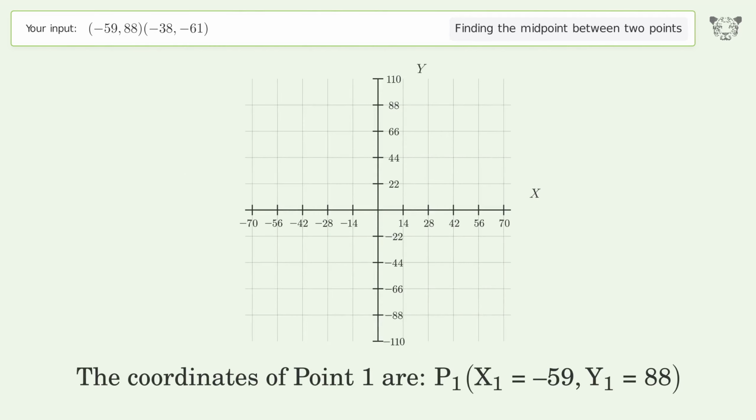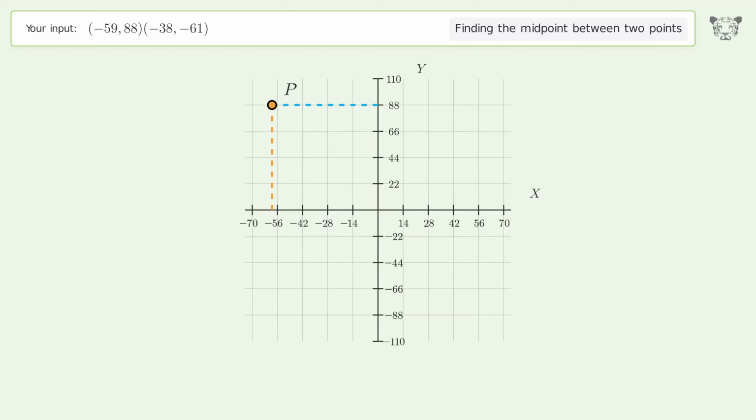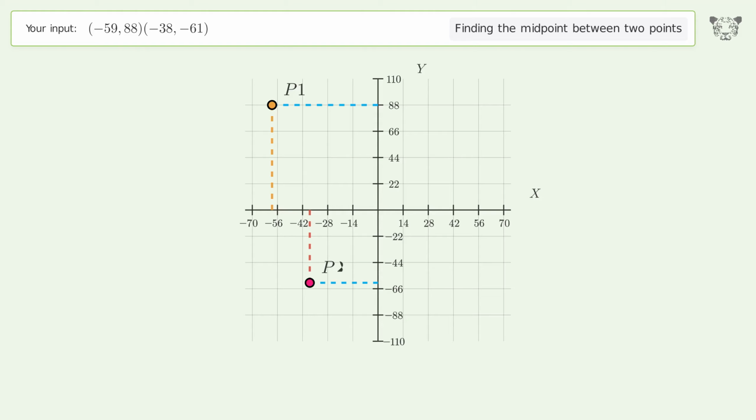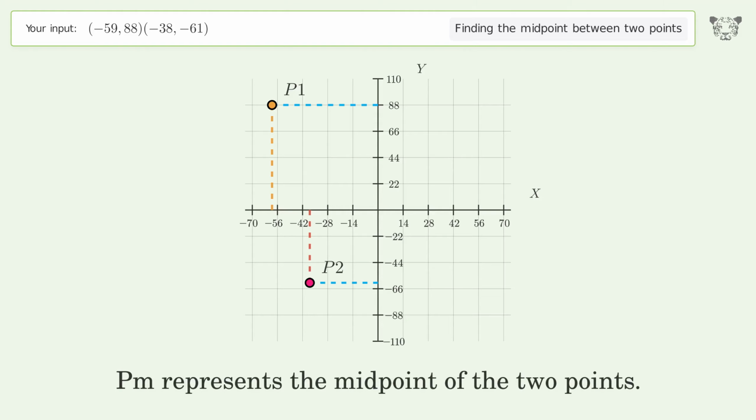The coordinates of point 1 are, x1 equals negative 59, y1 equals 88. The coordinates of point 2 are, x2 equals negative 38, y2 equals negative 61. PM represents the midpoint of the 2 points.